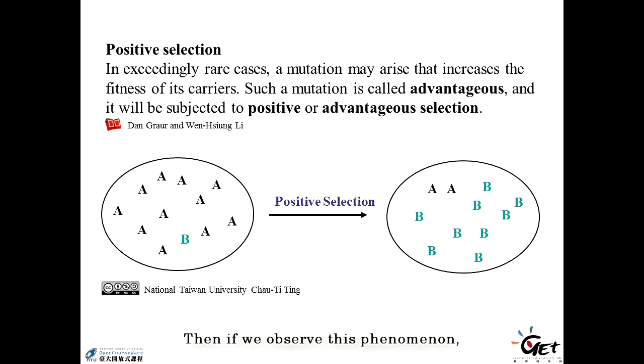If we observe this phenomenon, we say it was operating by positive selection. And also because the B allele is now advantageous, we also say it's advantageous selection, or, as I mentioned, Darwinian positive selection. So you can see clearly the B allele increases in frequency.